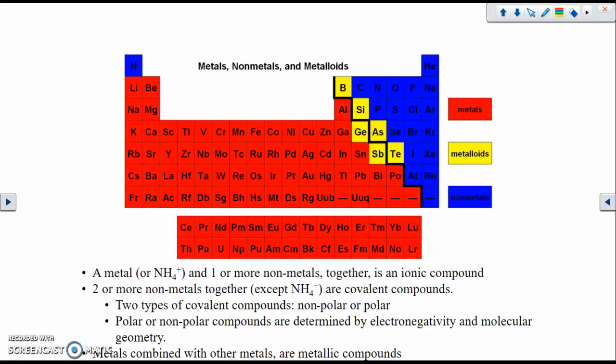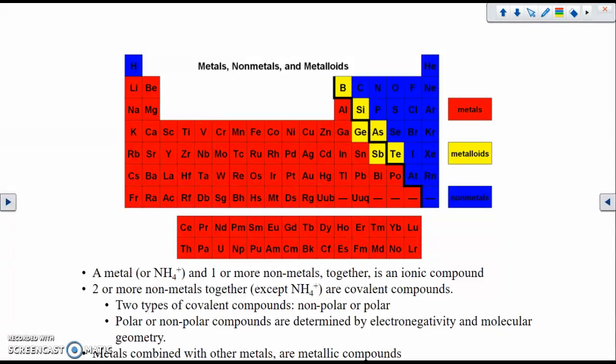Hello everyone. So in this lecture, we're going to be talking about compounds. And compounds, just as an FYI, is when two or more elements come together to form either, in this case, ionic compounds, which we're going to be talking about in this video, covalent compounds, and metallic compounds. Okay, so this is a very important periodic table here.